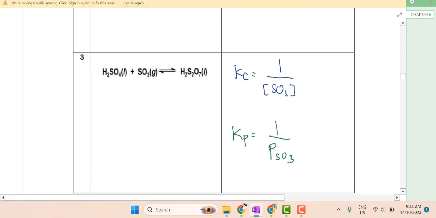Okay, so next. For Kc, we will take gases and aqueous state. So there is nothing at the product side. So that's why it's 1 over concentration SO3. So for Kp it is 1 over partial pressure of SO3.